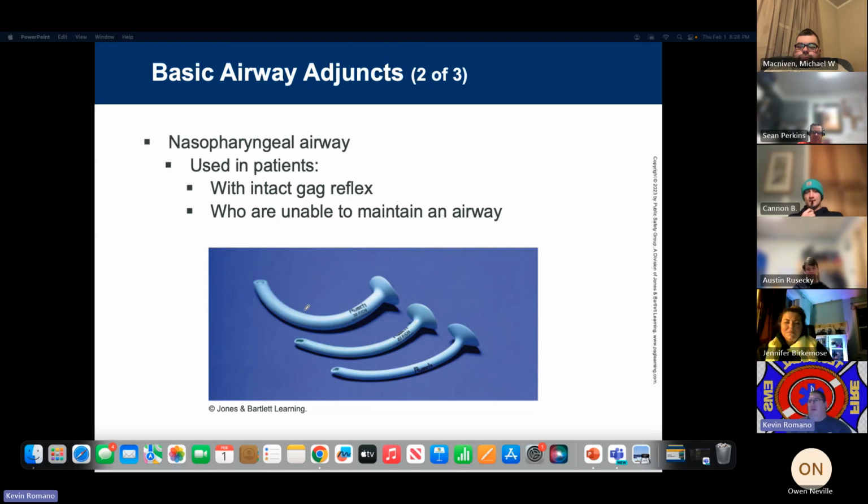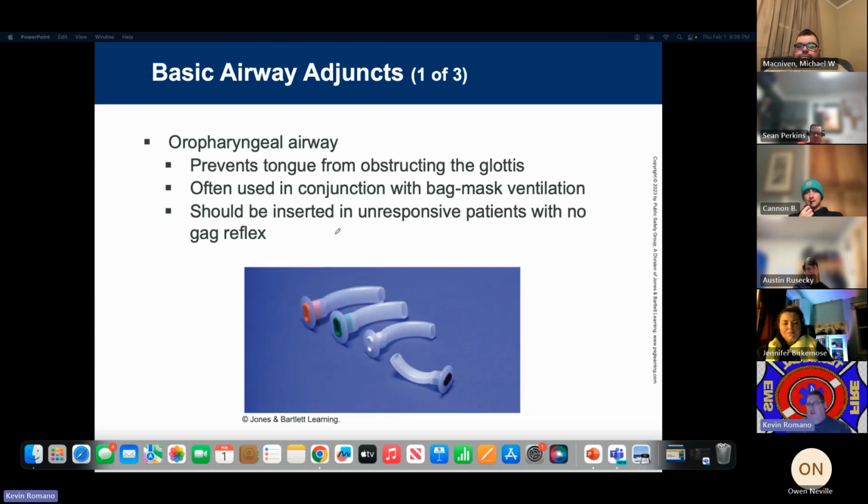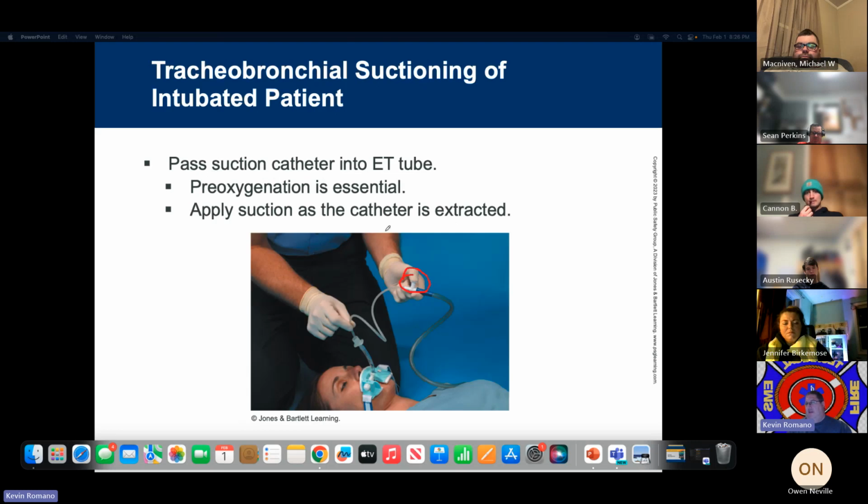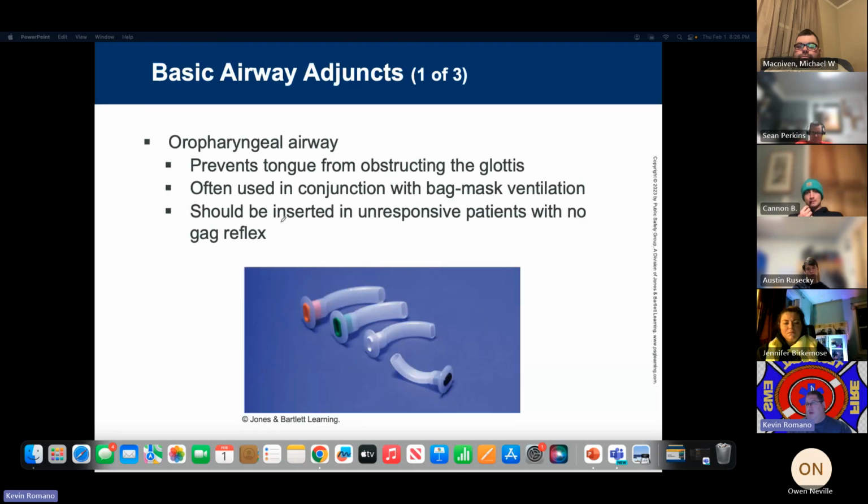All right. If patients have a gag reflex, we should be using these ones here. Please do not use the OPAs if the patient has a gag reflex. Keep this in mind. It causes and triggers vomiting. It causes more mess for us.